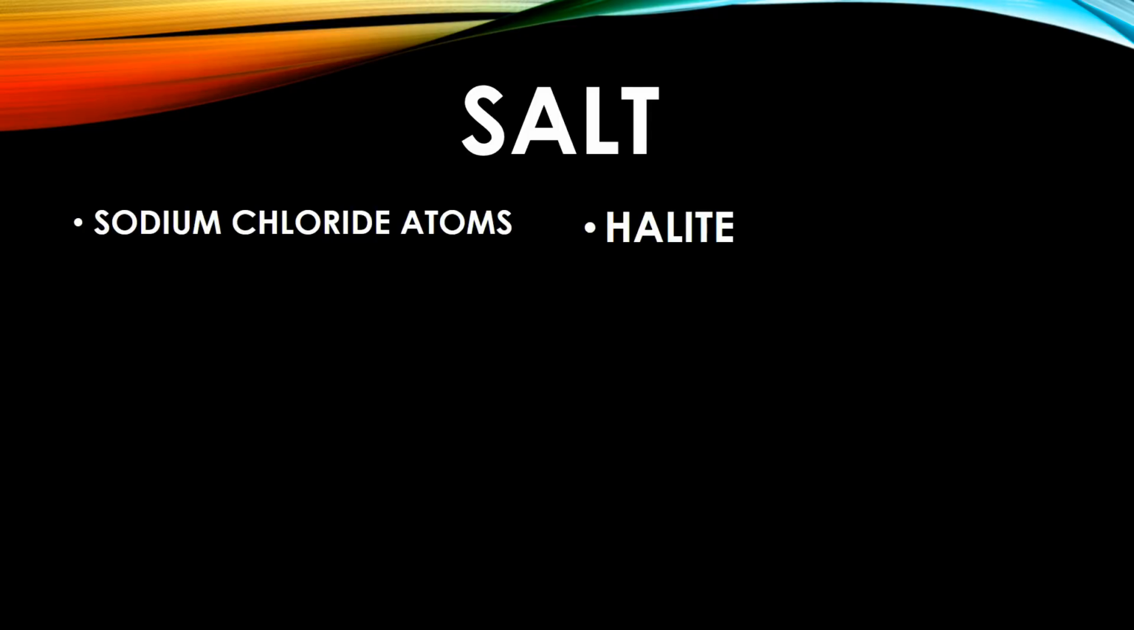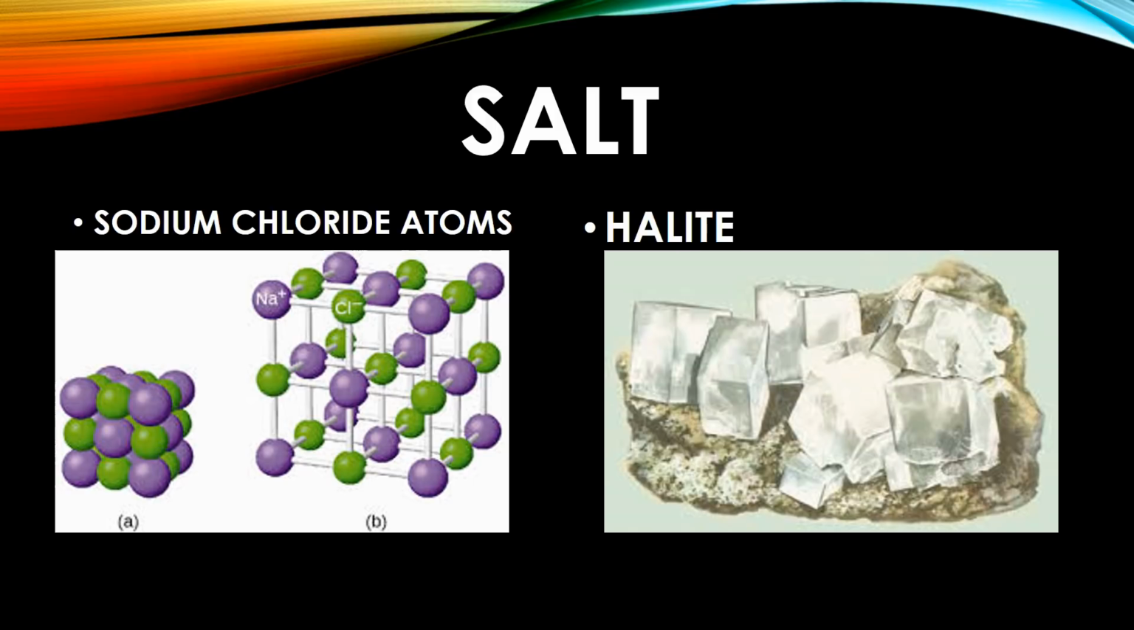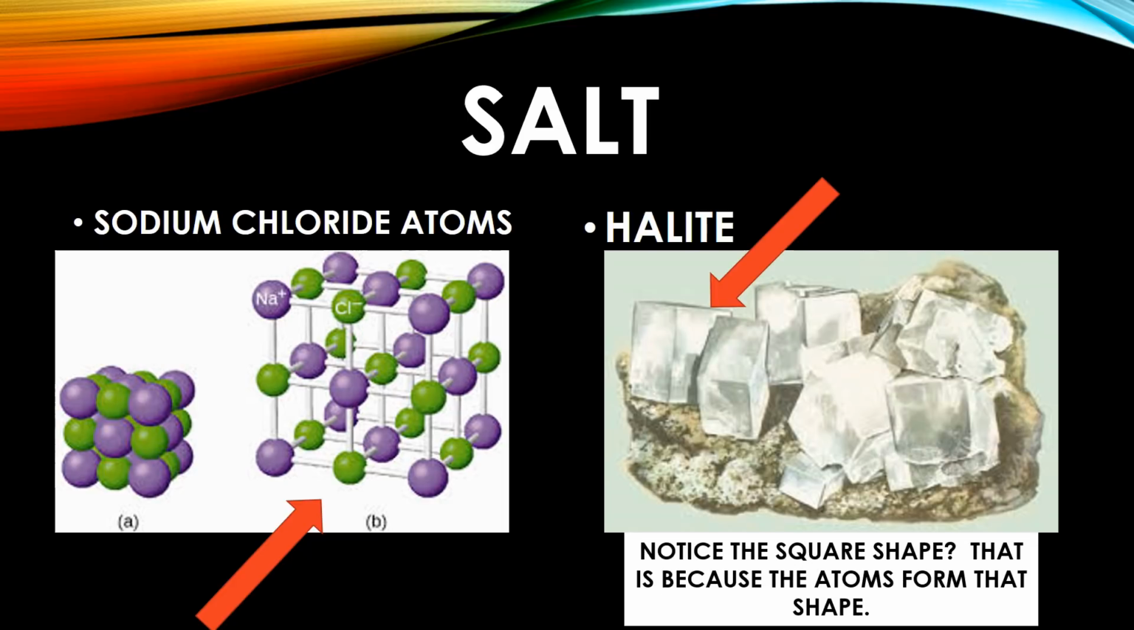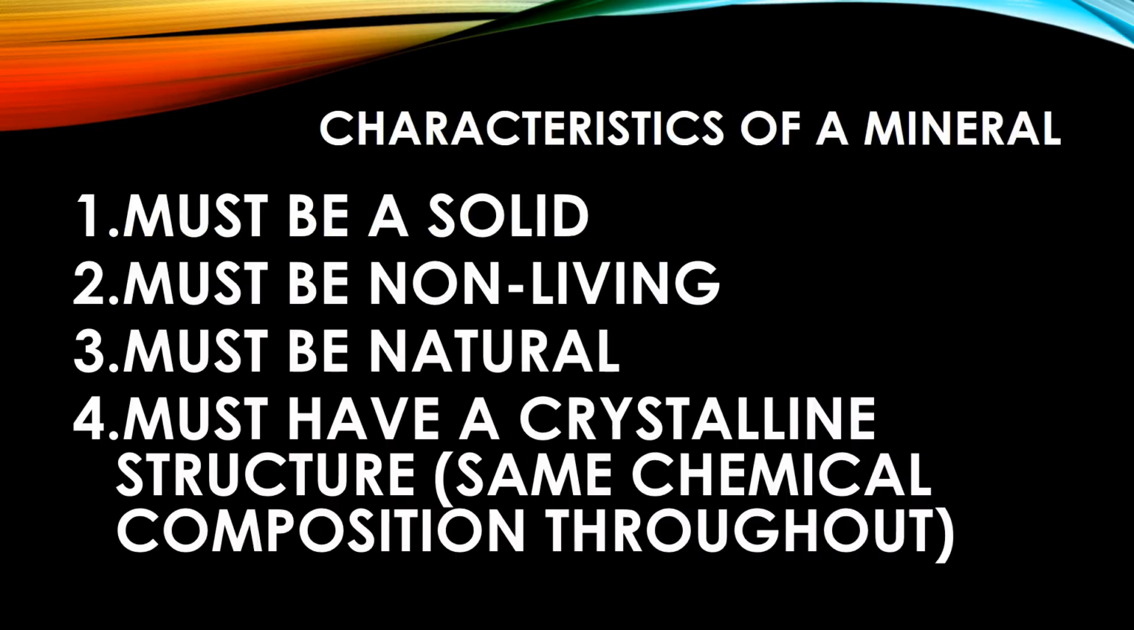Let's look at a salt crystal. Notice how the two atoms that make it up, sodium and chlorine, are bonded together in a specific arrangement or pattern. And that pattern does not change. Therefore, this piece of halite, also known as rock salt, is considered a mineral, because it not only meets the crystalline structure requirement, but it also is natural, non-living, and solid. When minerals combine with other minerals or even organic material, then we have rocks, which we'll talk about in detail later on.